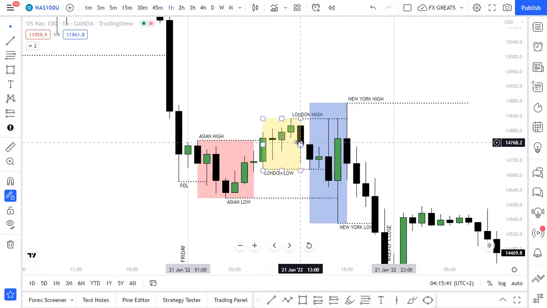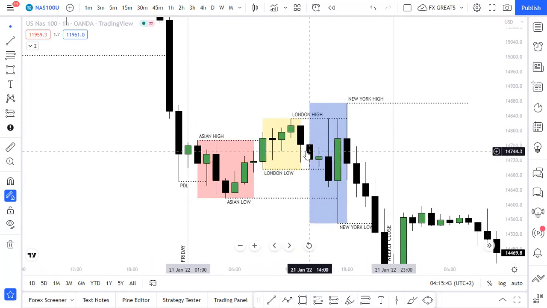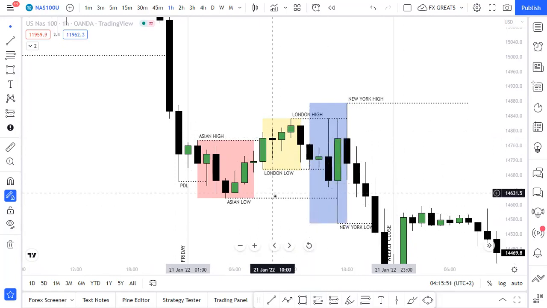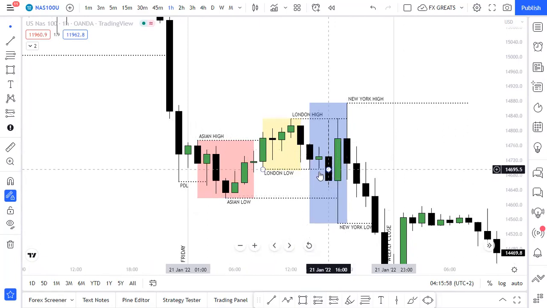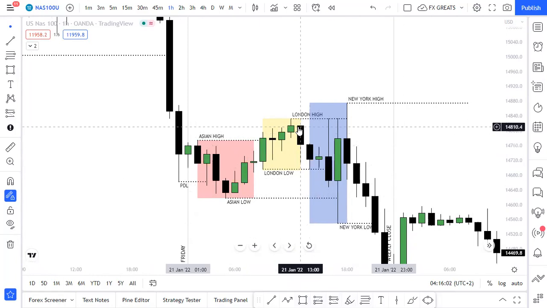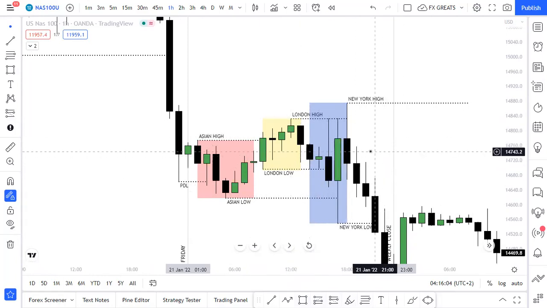It sponsored the move that took out the London low first, and also the move that sponsored the Asian low to be taken. As you can see, it was taken. And then after the Asian low was taken, it went up to do what? To take out the London high. As you can see from the London high, we're having equal highs, but I'm still going to go to it.